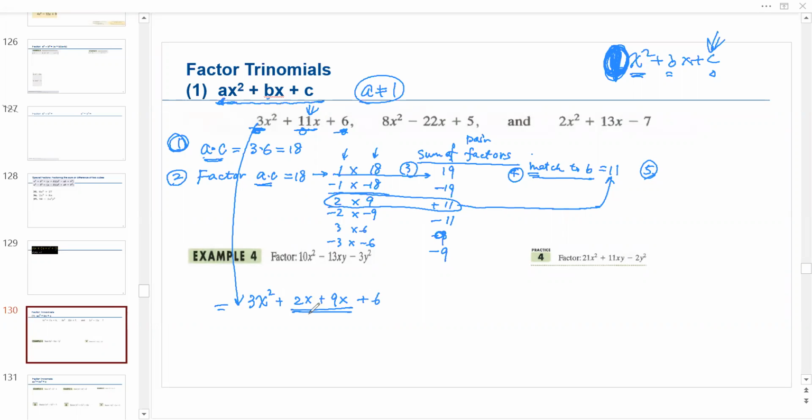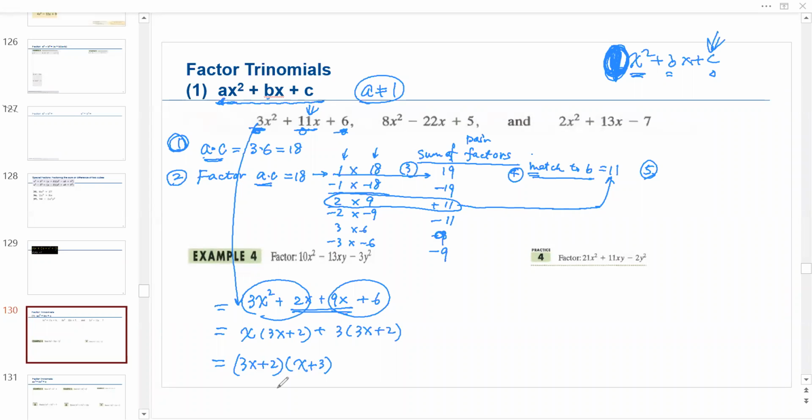What's next is group factor. We group this and group this. So x, 3x plus 2. This is 2, the common factor is x. What about this one? It's 3, 3x plus 2. 3x plus 2 is the common group factor. Take it out, so the rest is here. So you can see this one actually factors like this.